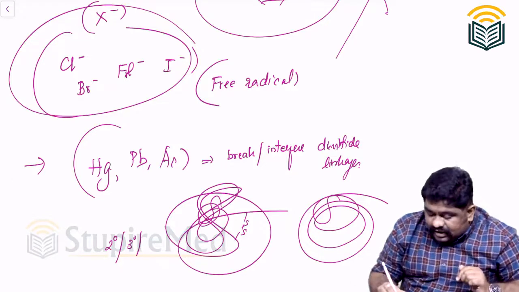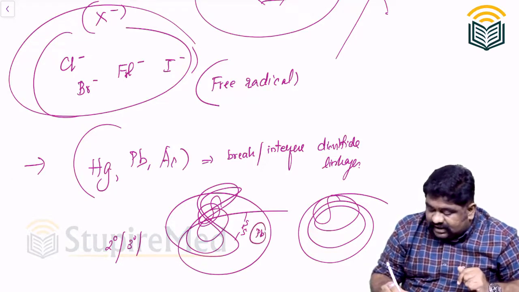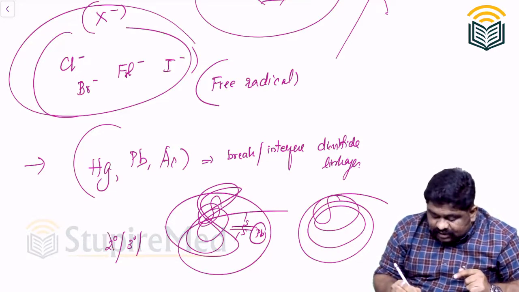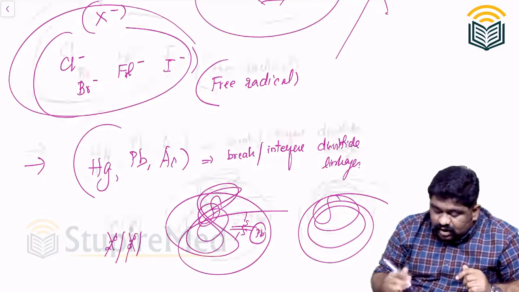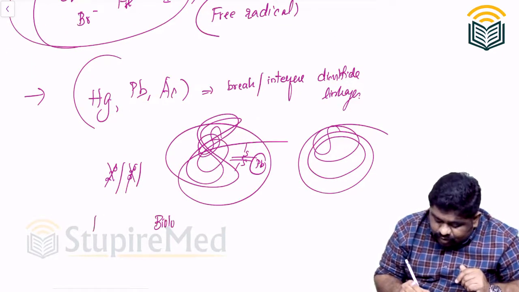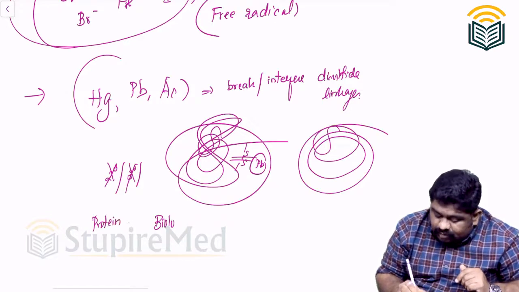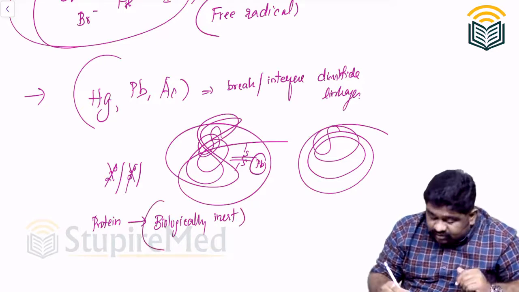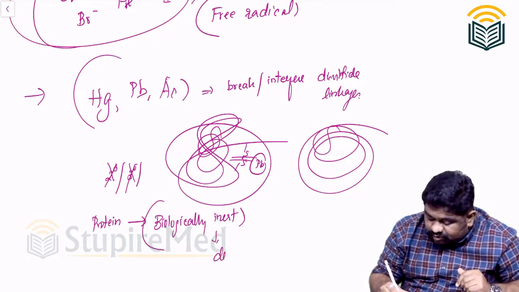And if a heavy metal like lead comes and sits in this area, it can disturb this particular disulfide bond. So the secondary structure or the tertiary structure can be altered. The protein can be rendered biologically inert. And when the protein becomes biologically inert, that is referred to as denaturation of proteins.